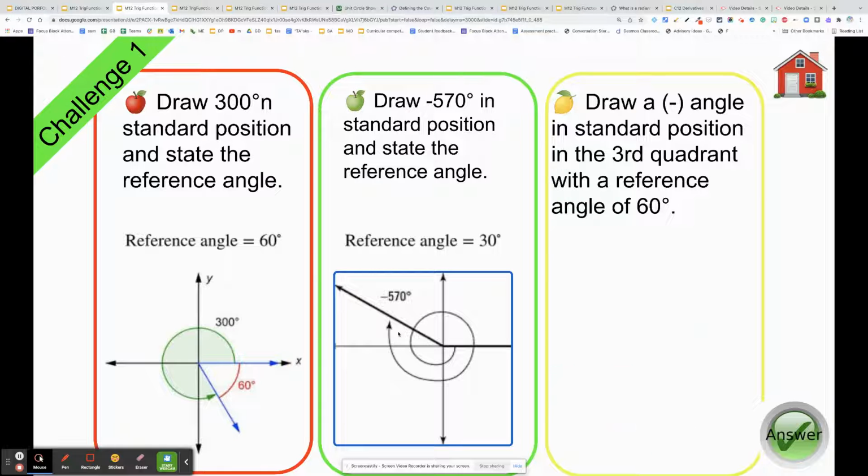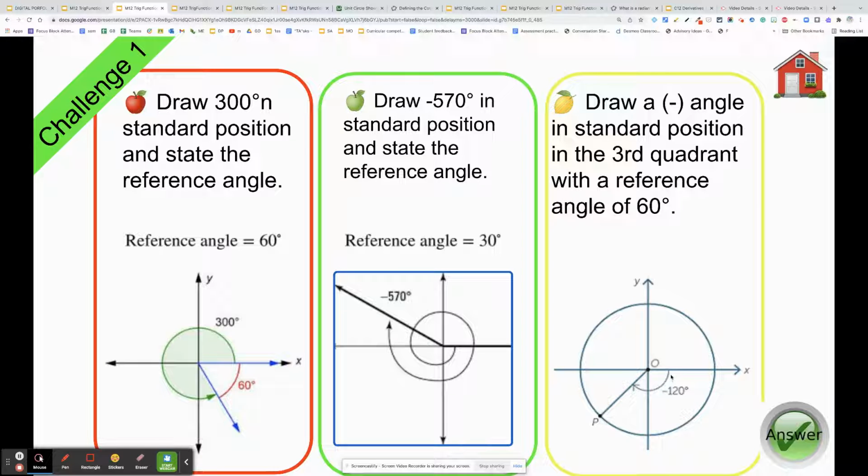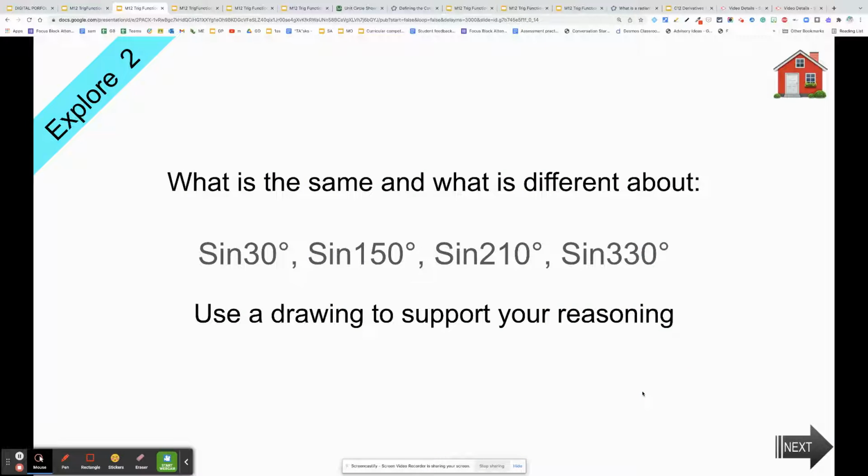Okay, draw an angle in standard position in the third quadrant with a reference angle of 60. So there's lots of ways of doing it. It has to be negative, so we're going to go here, and we just need to make sure that this distance is 60. So if that's 60, that's negative 120. So there you go.